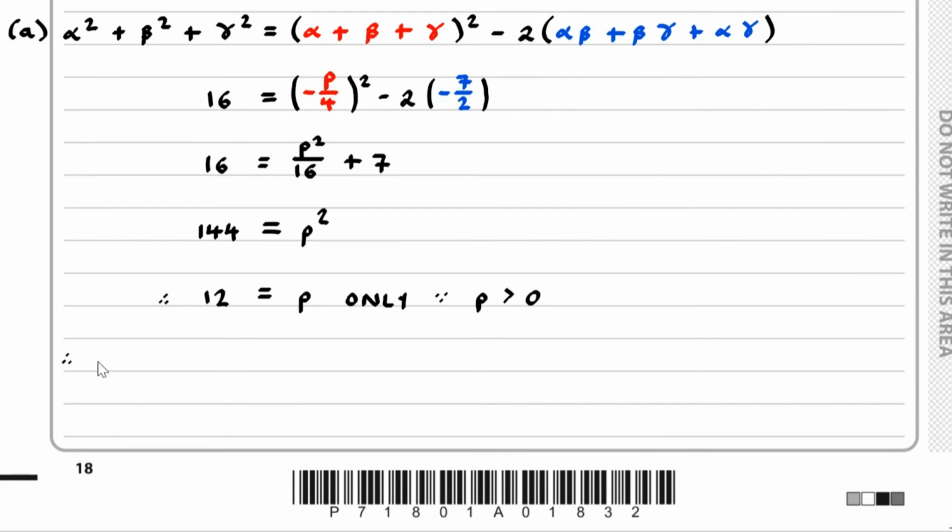we can therefore conclude we have 4x cubed plus 12x squared minus 14x plus q equals 0.